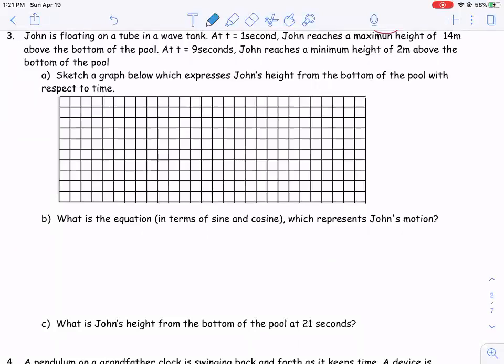Okay, so I want you guys to pause the video and try to do this problem, and then when you come back, I will go through it so you can see if you got it right.